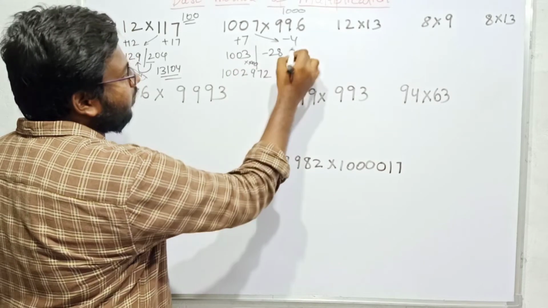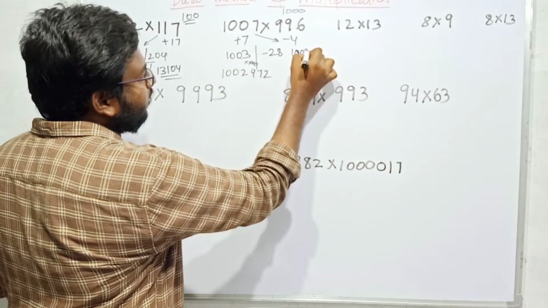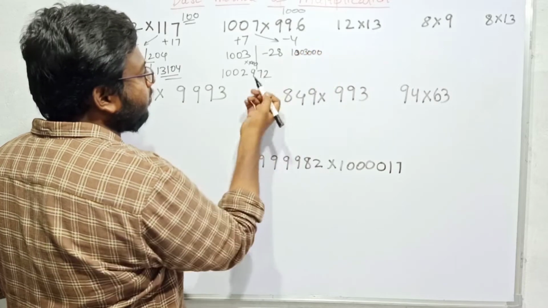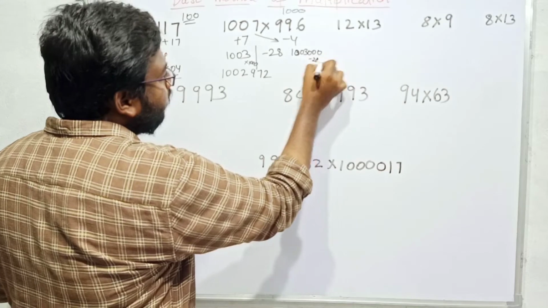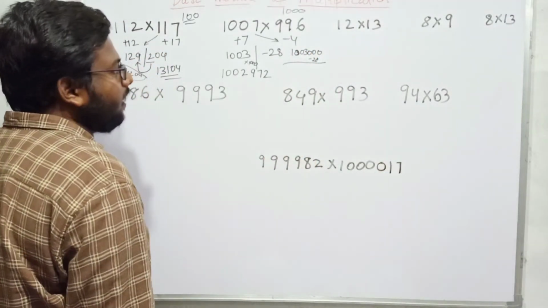Into 1000 you keep, and it will be 1003,000 minus 28, because you can remove the slash since you are multiplying this with 1000. So minus 28, and you will get the same result, 1002972.